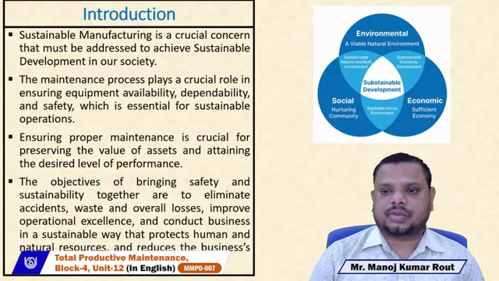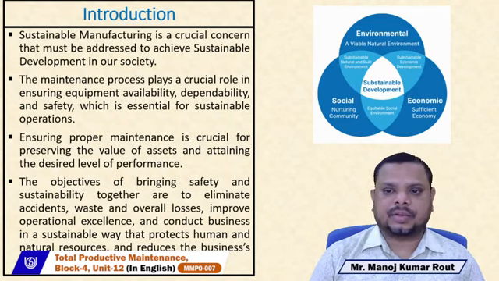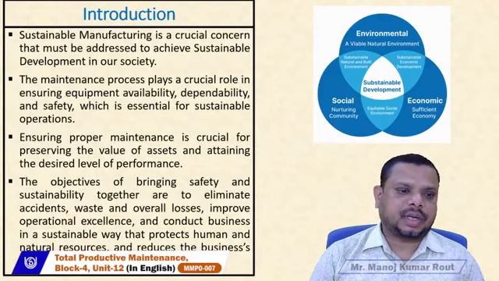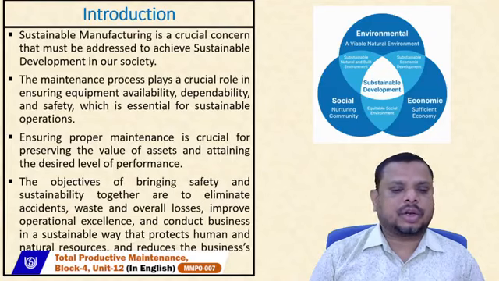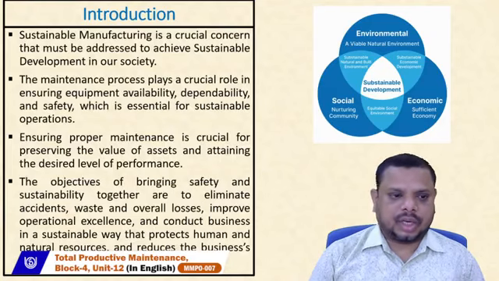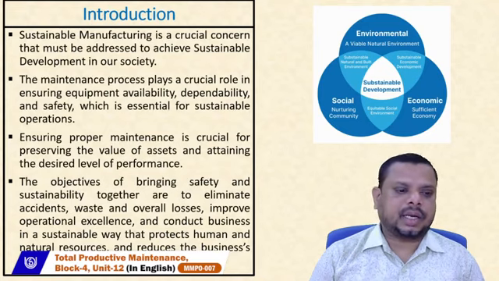Under the maintenance process, we have already gone through topics like ensuring equipment availability, dependability, and a higher side of safety during the operations and functional part of your maintenance management. And these basically lead towards a higher side of sustainable operations. I repeat, equipment availability, dependability and safety lead towards sustainable operations. Moving to the next point, proper maintenance is crucial for preserving the value of assets and attaining the desired level of performance.